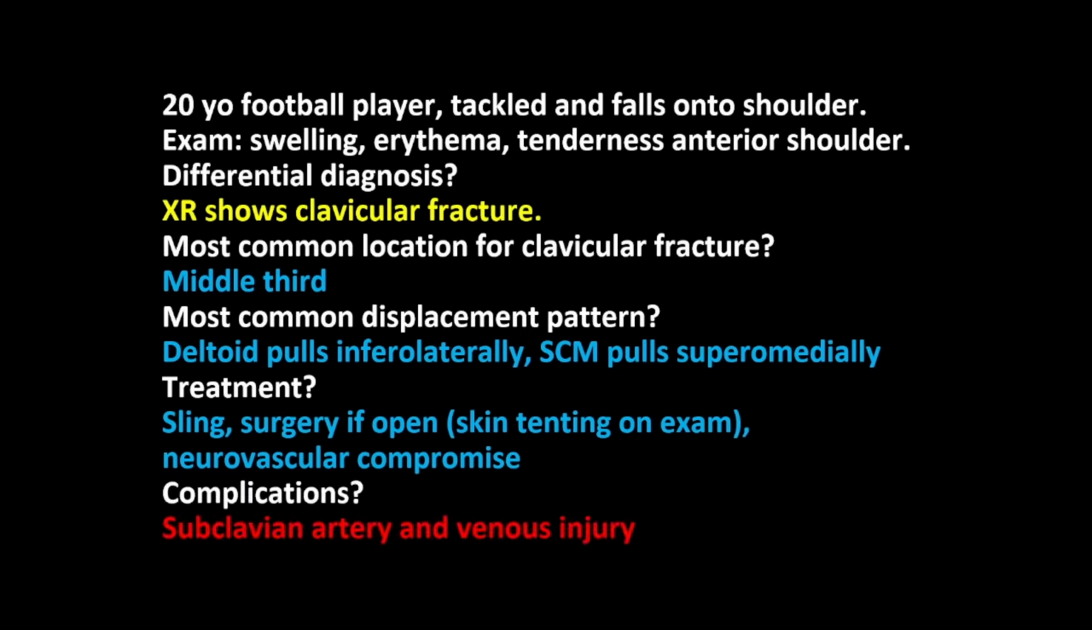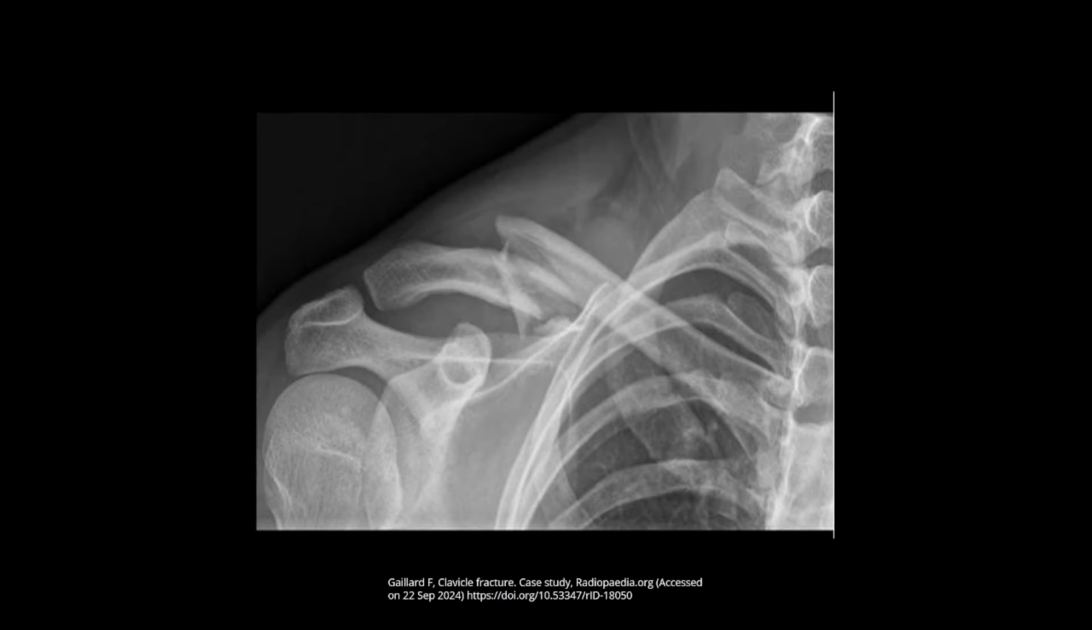So there are some complications to clavicular fractures, because just deep to the clavicle, of course, if you remember your anatomy, are the subclavian artery and vein, and also the brachial plexus is kind of at the lateral end of the clavicle. All right, here you have an image of a displaced clavicle fracture.